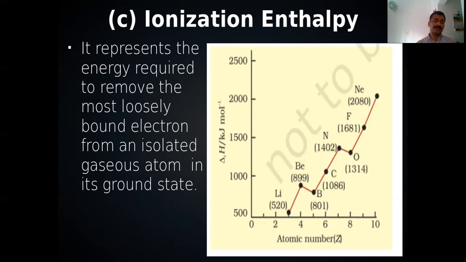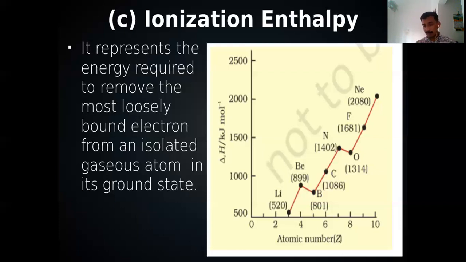as third ionization enthalpy. Here we have a graph in which ionization enthalpy is plotted against atomic number. Here ionization enthalpies of second period elements are plotted. Lithium to neon. You can see as we move from lithium to neon, there is a gradual increase in ionization enthalpy. From left to right in a period, there is a gradual increase in ionization enthalpy.